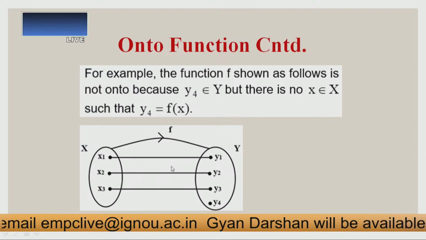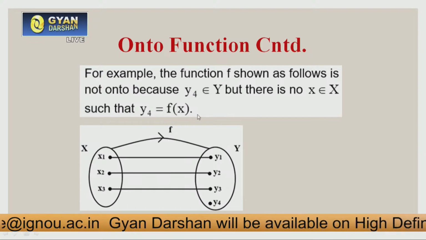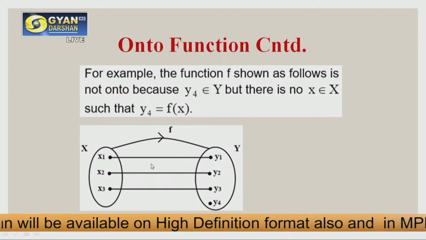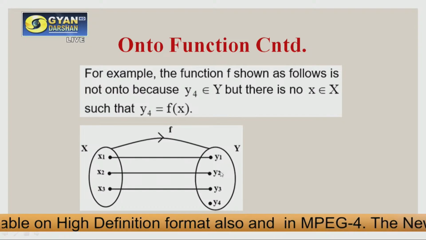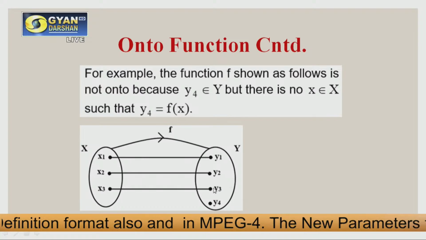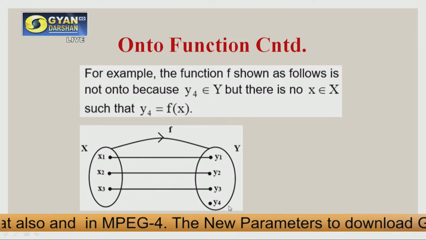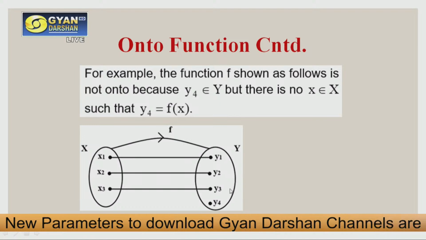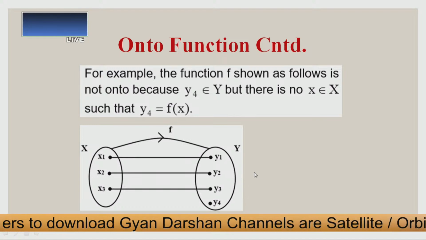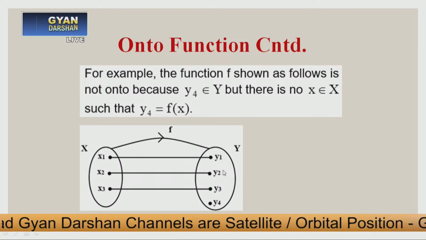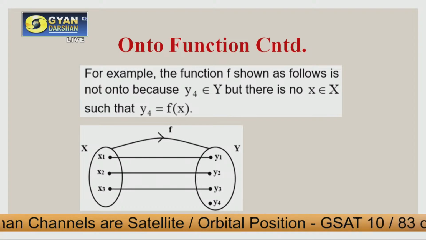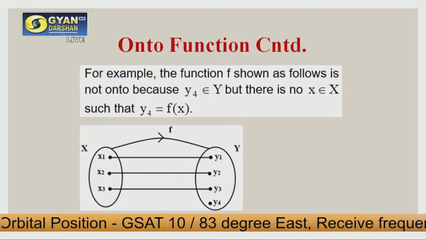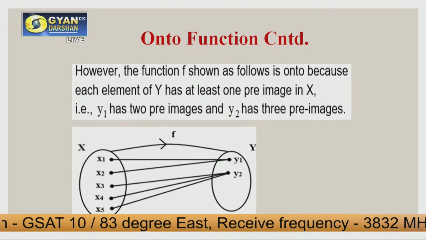So if we take this example, here mother y1 has daughter x1, no problem. Mother y2 has daughter x2, no problem. Mother y3 has daughter x3, no problem. But this mother y4 does not have any daughter, so this cannot be an onto function, because the condition of onto function says that each mother should have at least one daughter. If a mother has more than one daughter, that is not a problem, but each mother should have at least one daughter. So this is not an onto function.